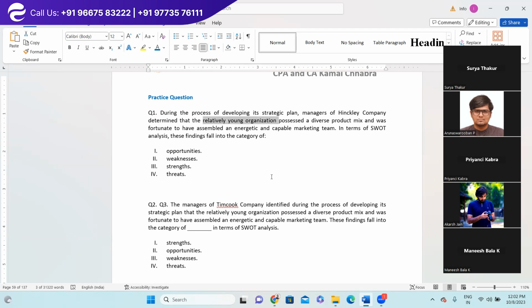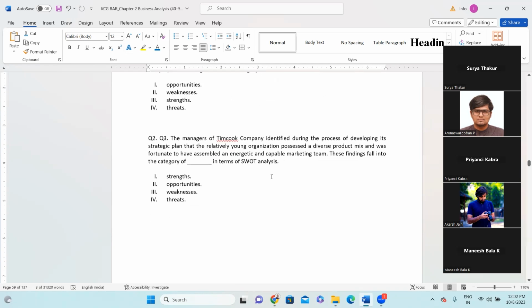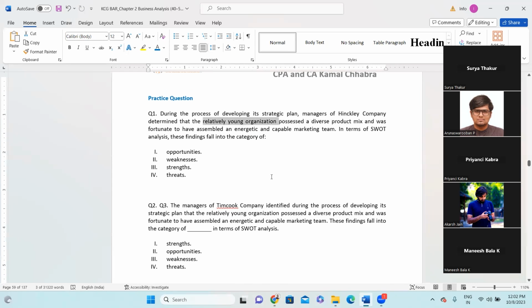Sir, I think it's a weakness because they're not able to meet the right procedure. Threat would be my call. So Pranshi is saying threat, Arun is saying threat. Surya, what's your point? Opportunity or weakness?